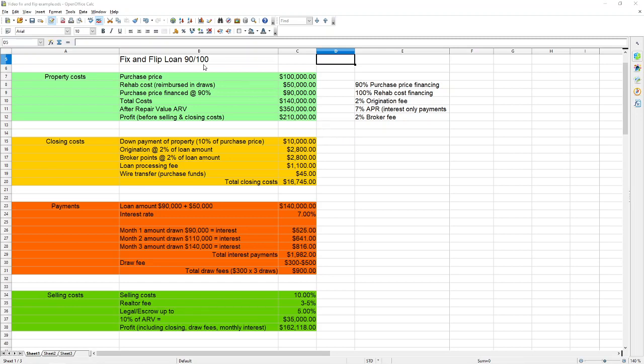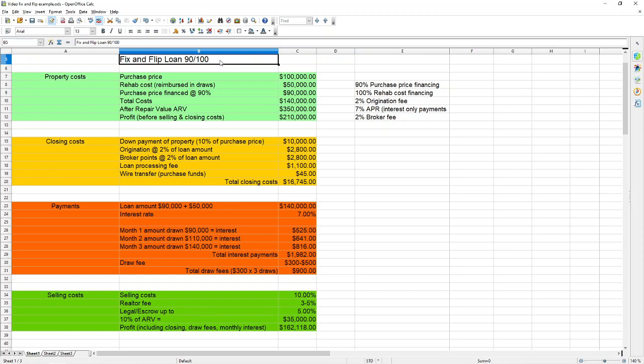In this video, we're going to walk through the structure of a fix and flip deal. This video is intended to help beginners understand what the loan is going to look like and understand all the different costs associated with the loan, how to break it down, and ultimately also how to calculate whatever expenses would be coming to you on your own fix and flip deal.